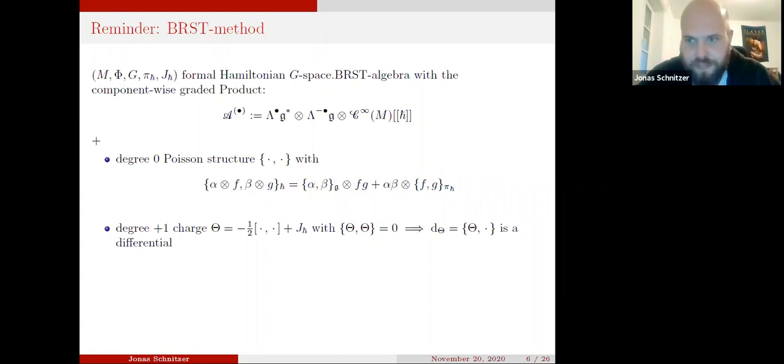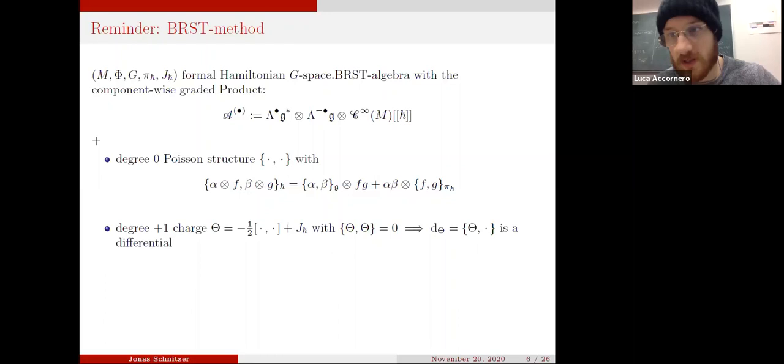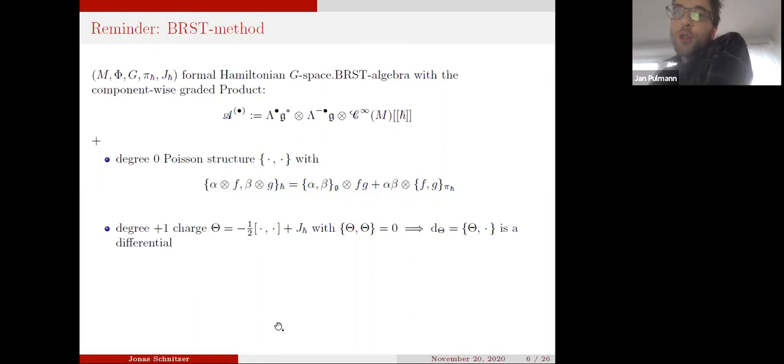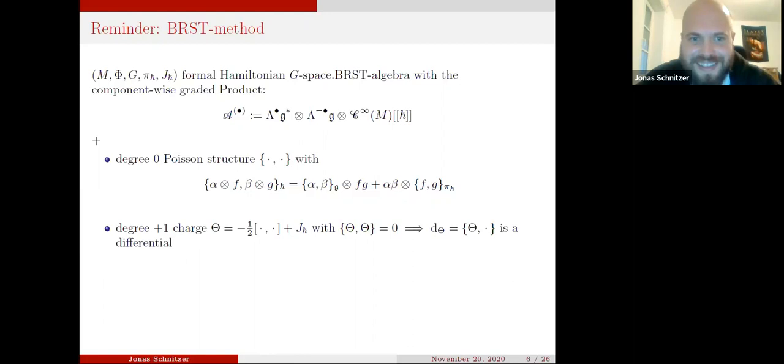Jonas? Yeah? I think someone in the chat was asking something. Yeah, so what do you mean by a charge? I don't actually have a good answer. I just cited literature, basically. This is what is usually called a BRST charge, this element. But it's just an element of the algebra which satisfies those equations. Exactly, exactly.